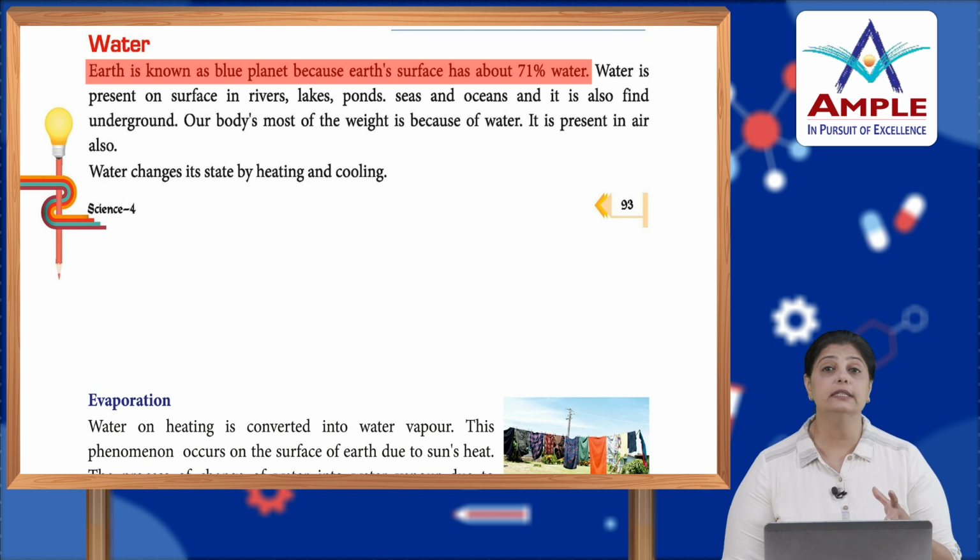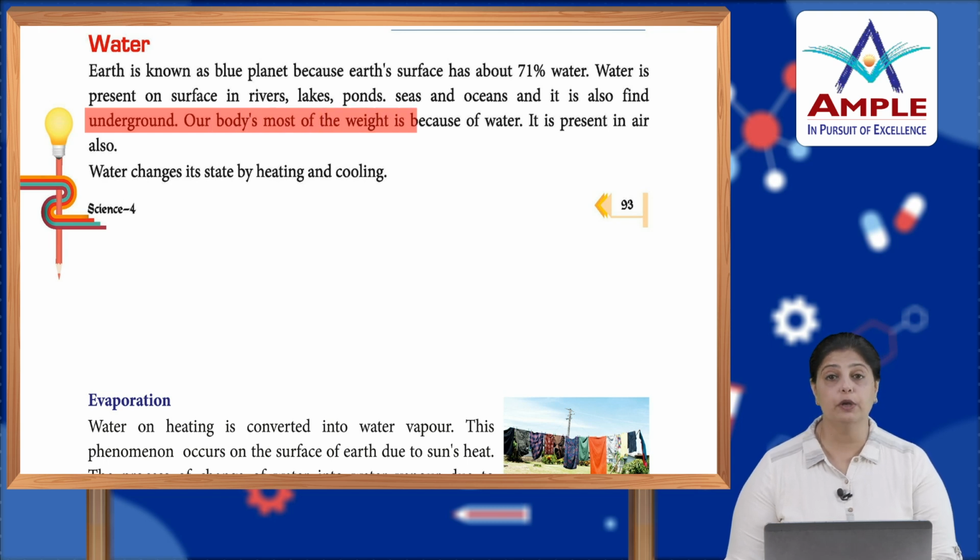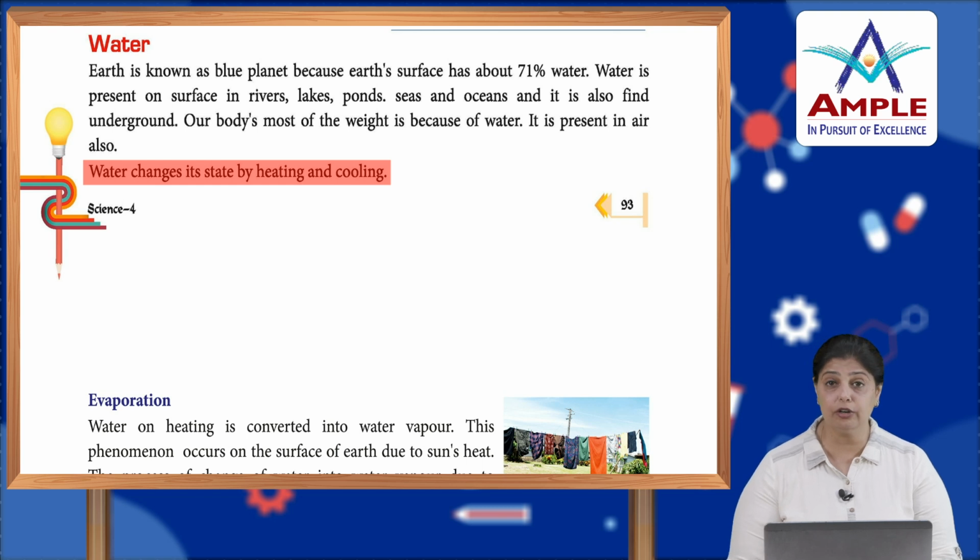Okay, that is because it shows that 71% of the earth consists of water. So, water is present on the surface in rivers, in lakes, in ponds, in seas and oceans, and it is also found underground. Now, most of our body's weight is because of water. It is present in the air also. So, water changes its state by heating and cooling. Just like there is land breeze and sea breeze, here also the state of the water changes because of the heating and the cooling, and water is present in water bodies.